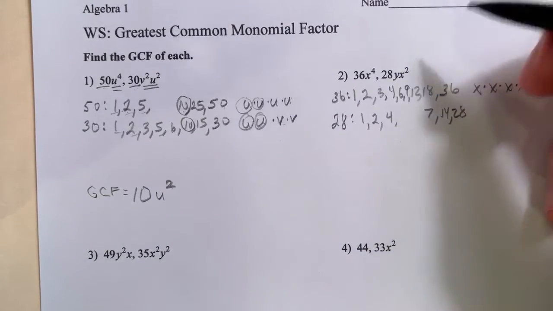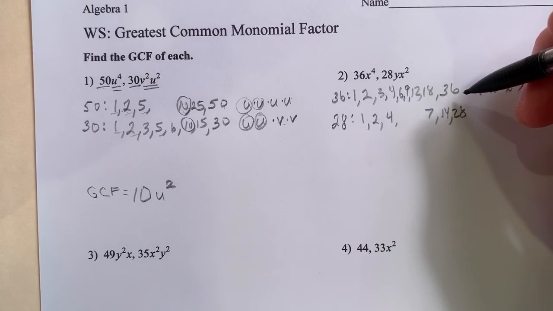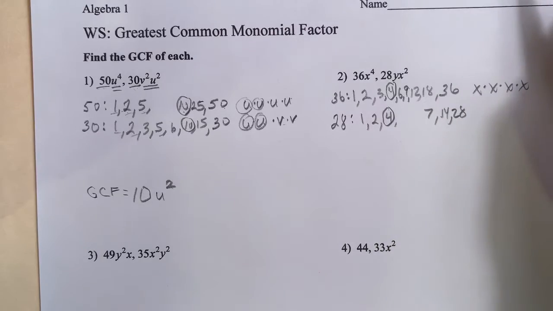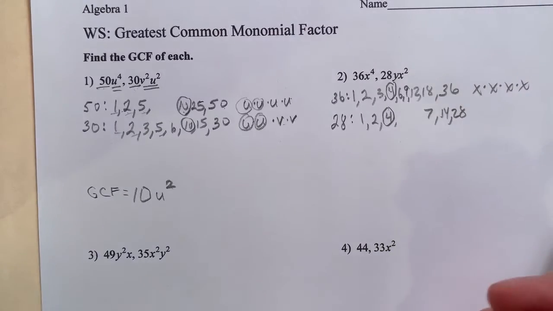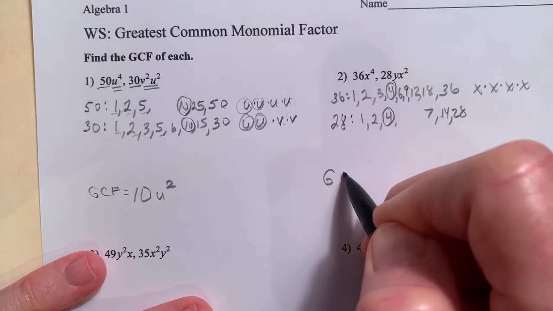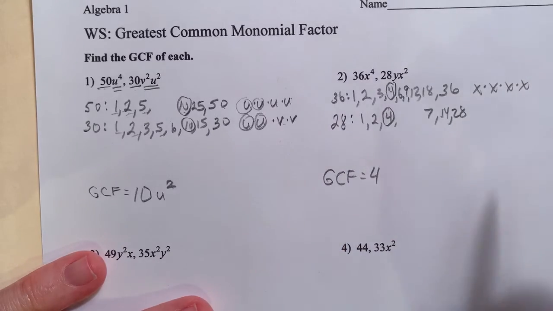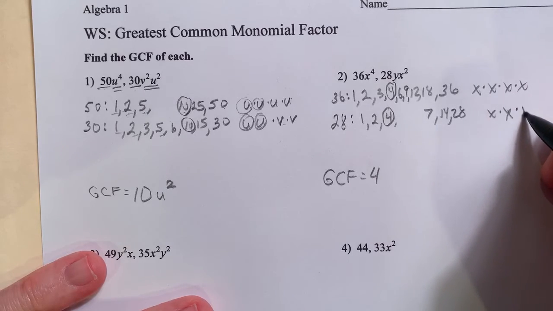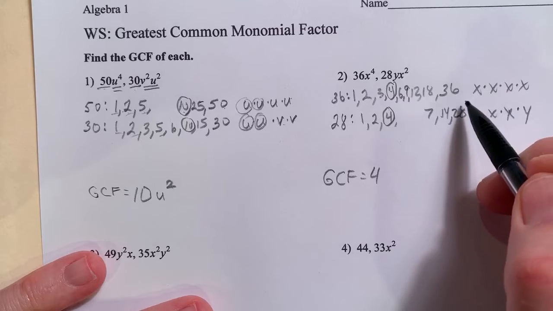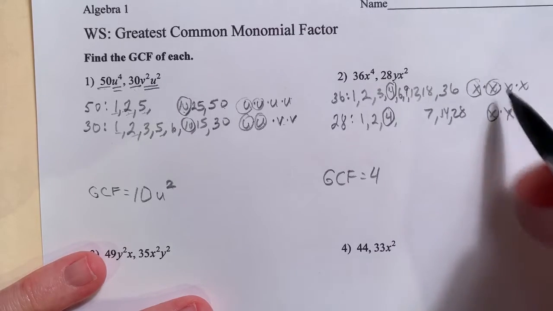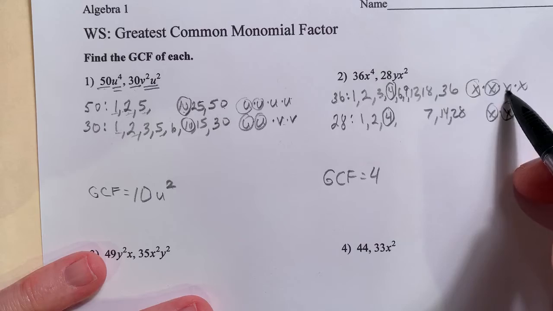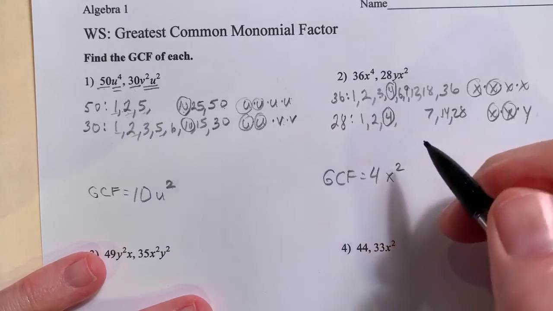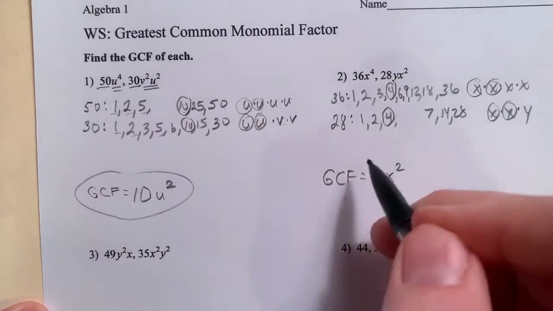So common factor, I'm looking for the biggest common factor of these. It looks like my largest common factor is 4, and that's the biggest thing I can take out of both of those. So my GCF is 4, and then I've got to do the variable part. So x times x, x times y. All right, so again, I have 1 x, 2 x's, and I don't have anything else in common. I have x and y. It doesn't work that way. So I've got to take x squared out. So that's what those are, okay?